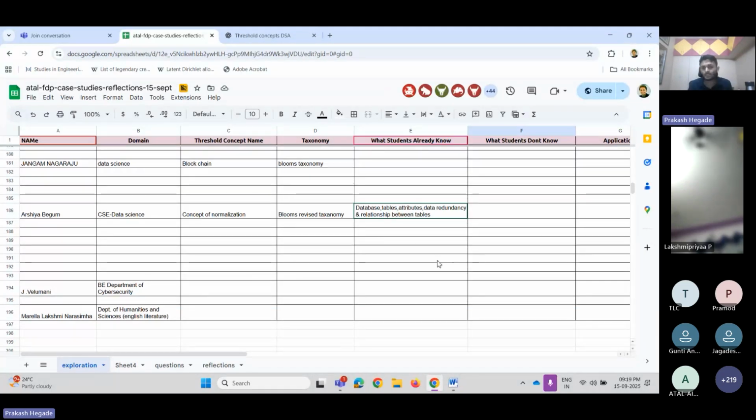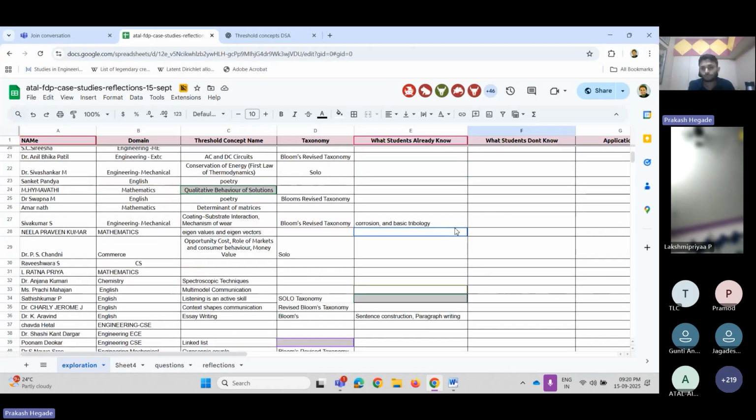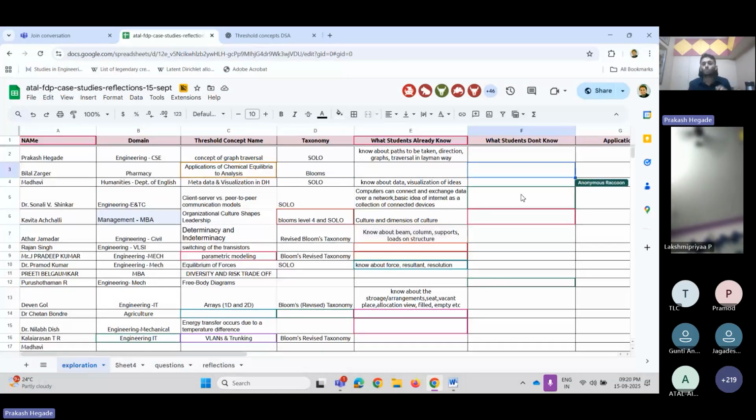Ashinya ma'am, yes, database tables, attributes, data redundancy. Okay, for the concept of normalization, don't students already know that keeping a structured, meaningful data organization might make their operations easier? That's something they also know, right? So I want you to write those as well. Please do write all the things from a sociological perspective and from a technical perspective.